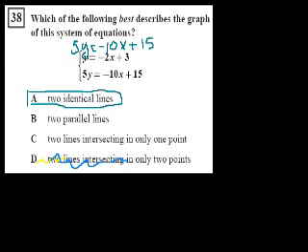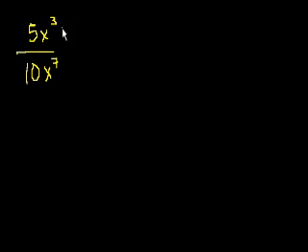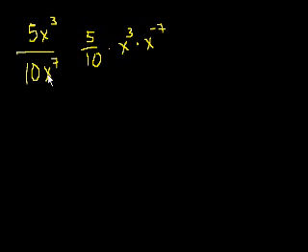Problem 39. They want us to simplify 5x to the third over 10x to the seventh. The easiest way to think of this, at least for me, though there are a lot of ways you could do it, and we'll do it both ways, is that this is the same thing as 5 tenths times x to the third times x to the minus 7. 1 over x to the 7 is the same thing as x to the minus 7.